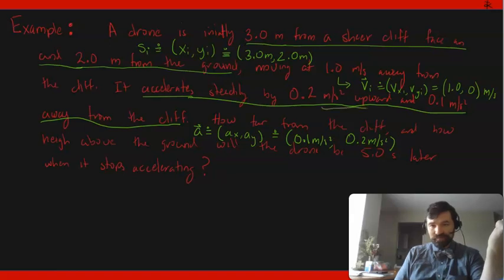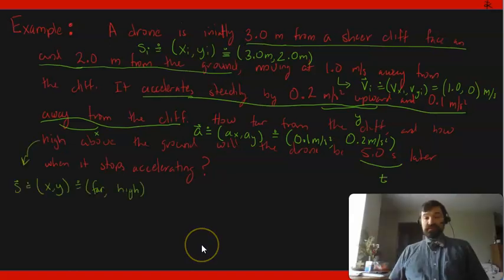So upward means y, away from means x. And then we're asked, where will the drone be? Specifically, how far from the cliff and how high above the ground will the drone be 5 seconds later? So this is t. Alright, so that's kind of like the breakdown of the problem.